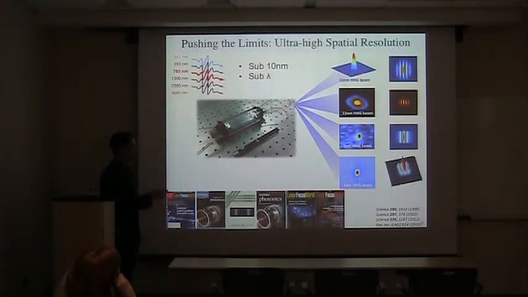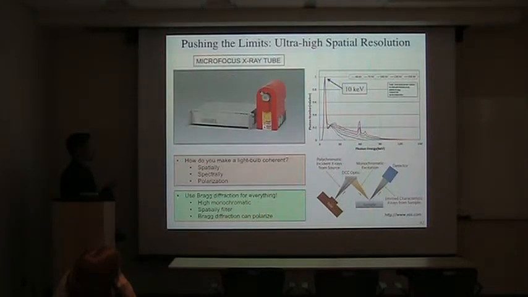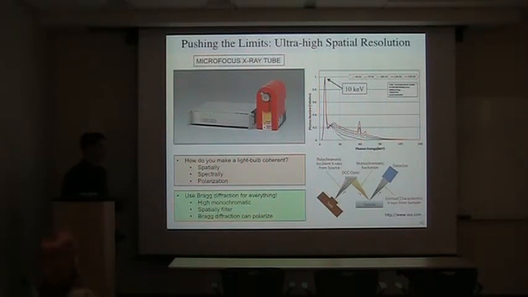Possibly one other solution to this problem is to use these microfocus X-ray tubes. They're more or less incoherent. So the question arises, how do you make this essentially an X-ray light bulb? How do you make it coherent? There's several different sources of decoherence. Spatially, it has to be coherent. You have to have spectral coherence and we have to have one polarization.